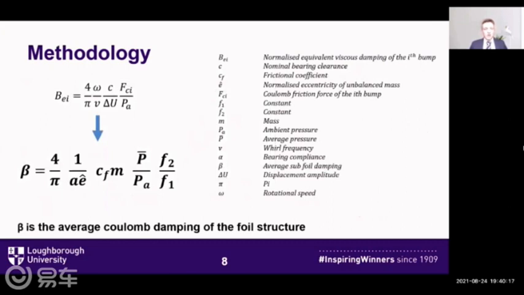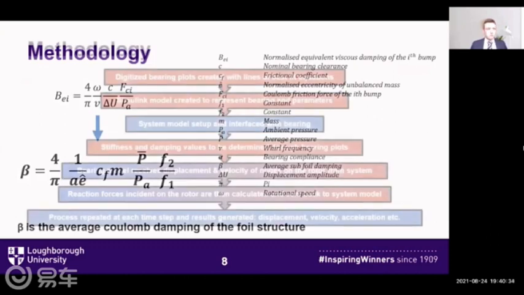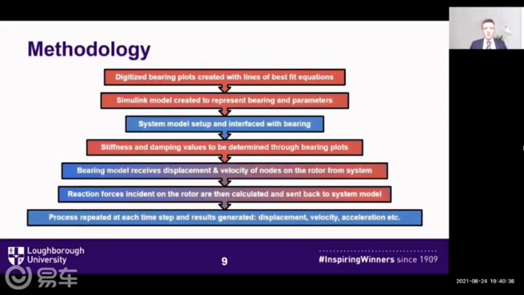The Coulomb damping in the bearing was calculated through the equivalent viscous damping, which, due to the construction of the bearings and the architecture, is spatially variable across the foil. Therefore, an average value of the Coulomb damping was taken, and this was given the value beta. The equation for this can be seen on the bottom left of the slide.